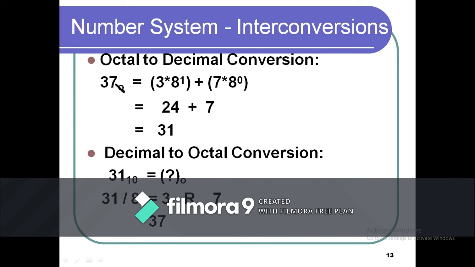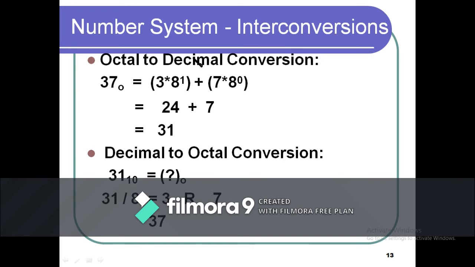This is 37, the octal value. Here is the base 8. Here by mistake we put 0. 37 base 8 means we have to convert it to decimal, so 3 into 8 raised to 1 and 7 into 8 raised to 0. 8 raised to 1 means 8, 8 into 3 is 24, and 7 is added. Means we got the answer 31.